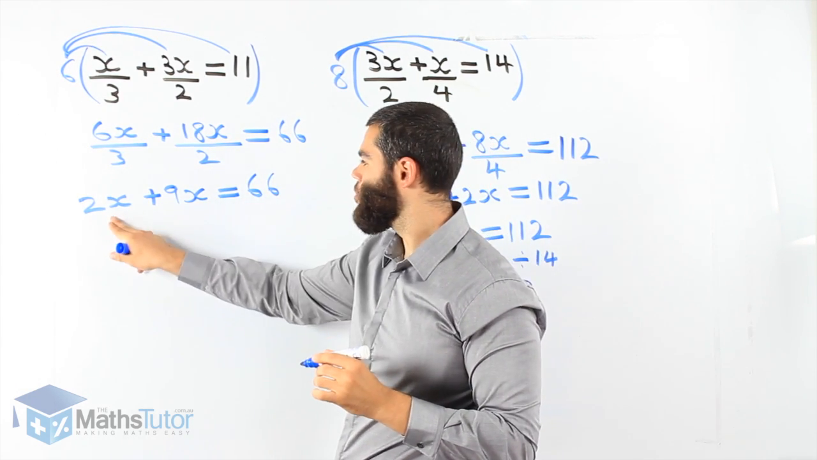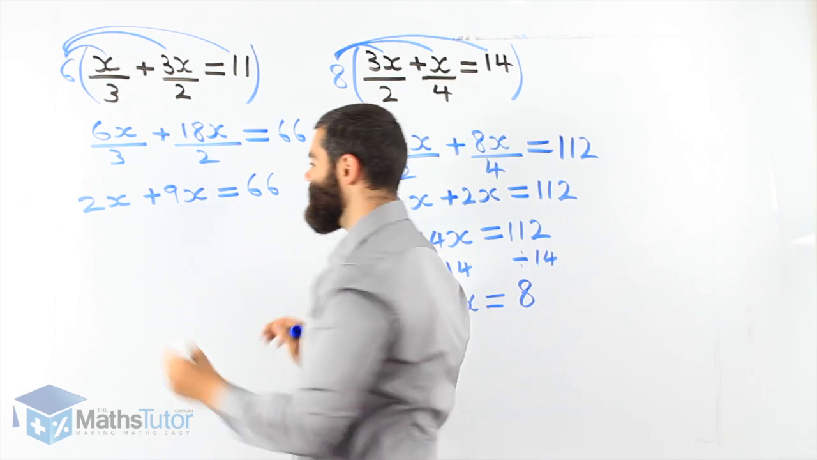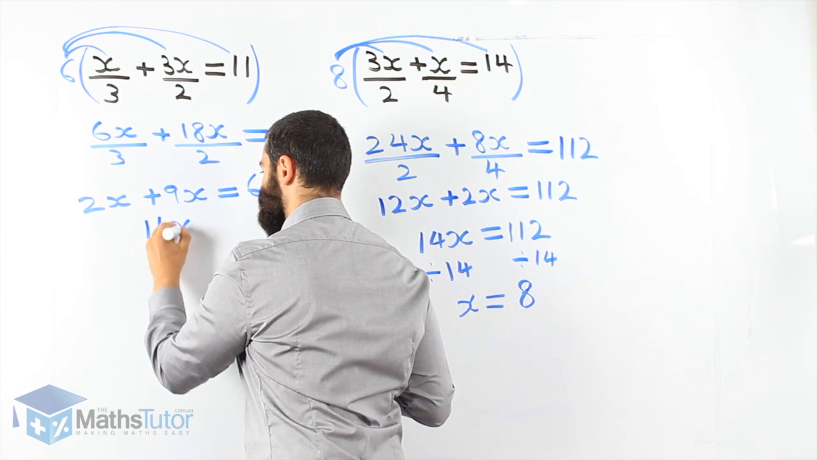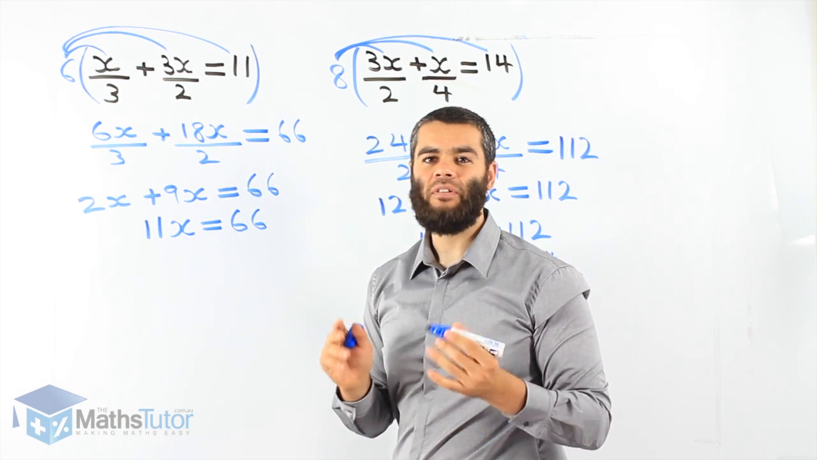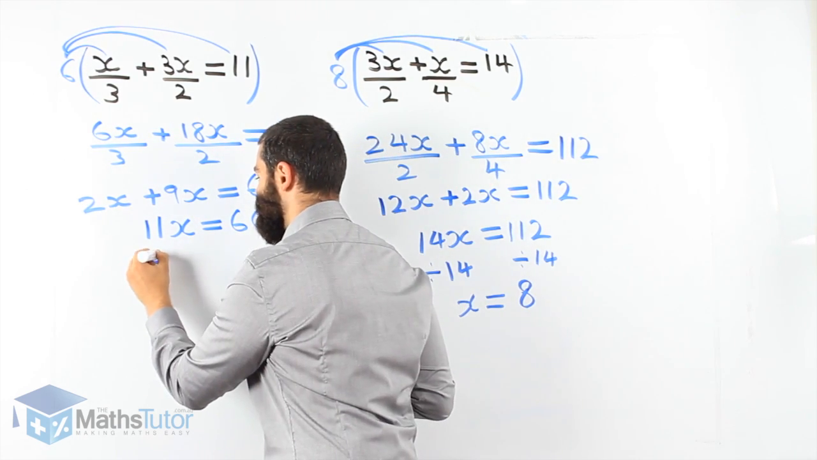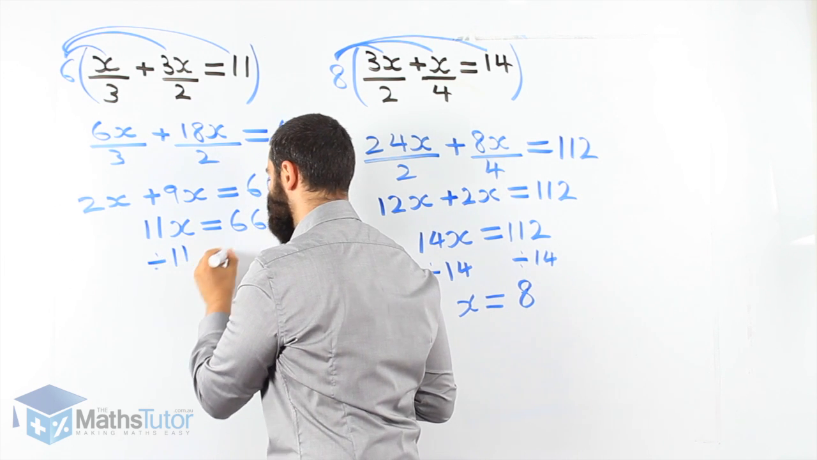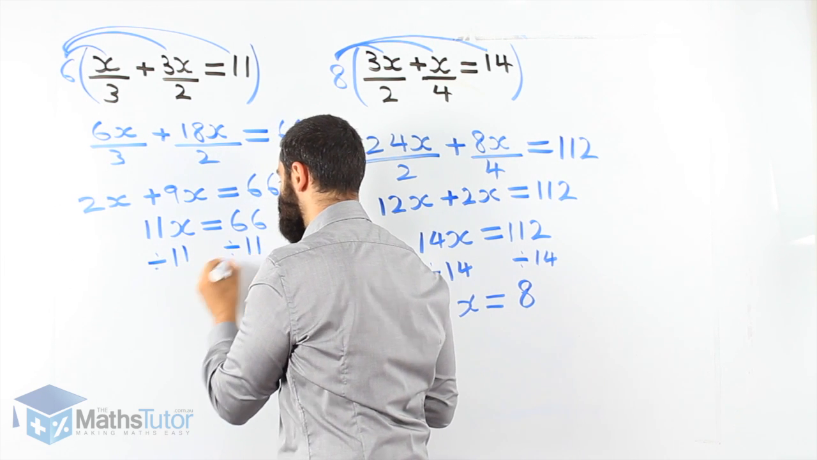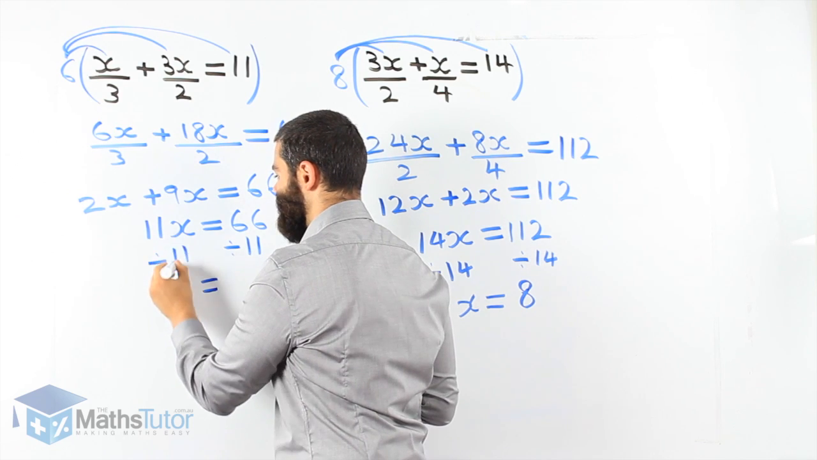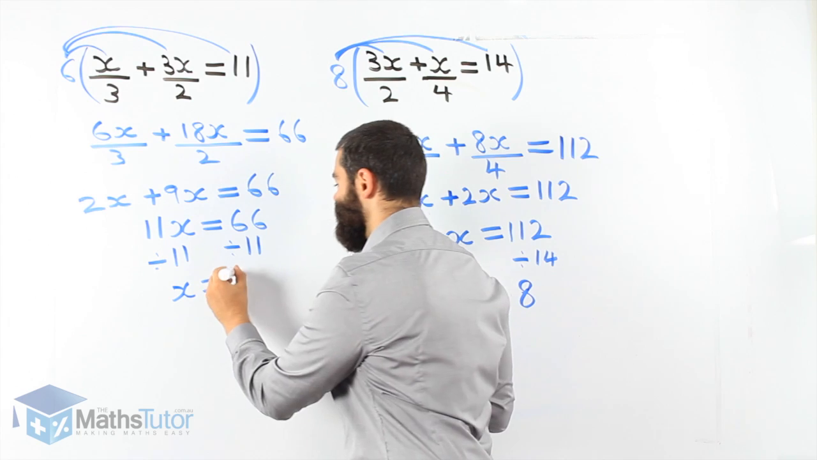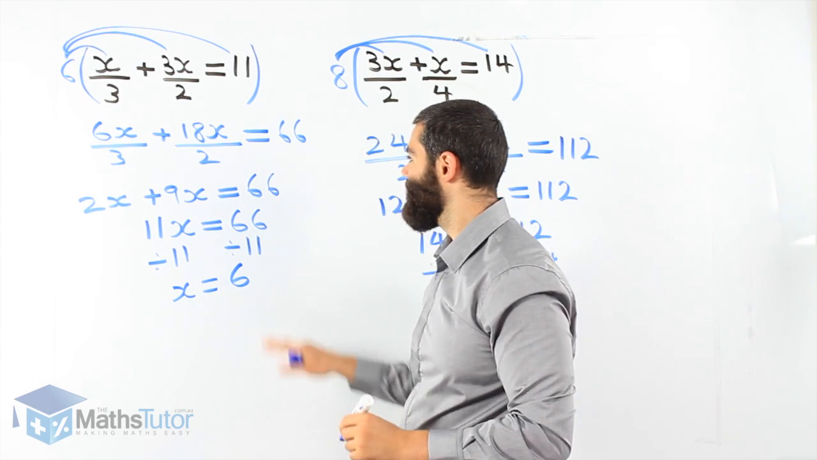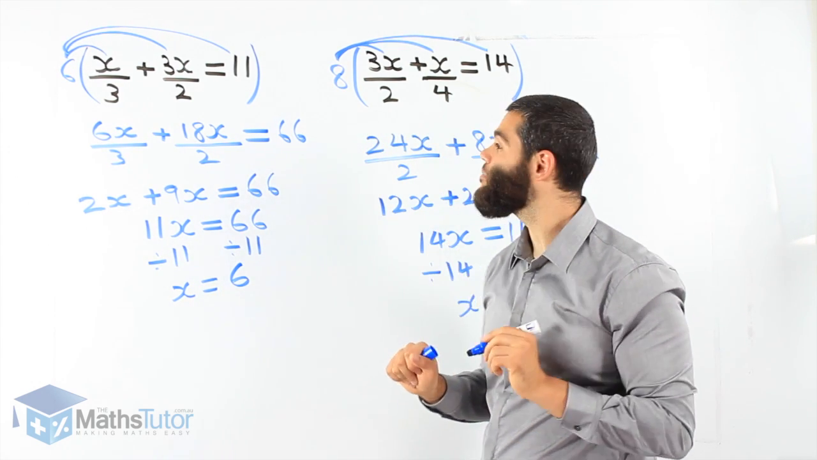Now what? Collect like terms. 2x plus 9x, 11x equals 66. 11x is 11 times x, so we do the opposite, divide by 11. What we do to one side, we must do to the other side. 11 divided by 11 is 1x, and 66 divided by 11 is 6. Very easy, guys, very simple.